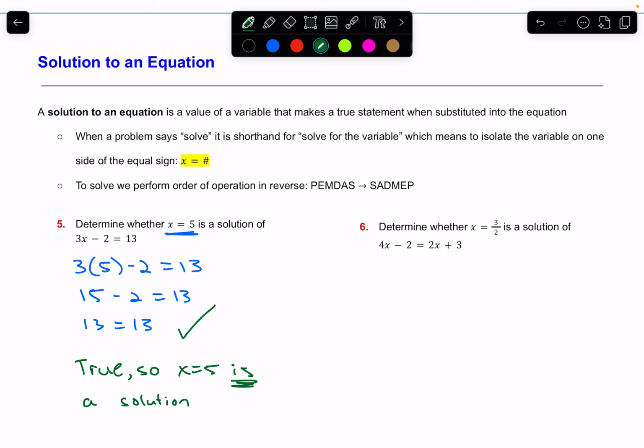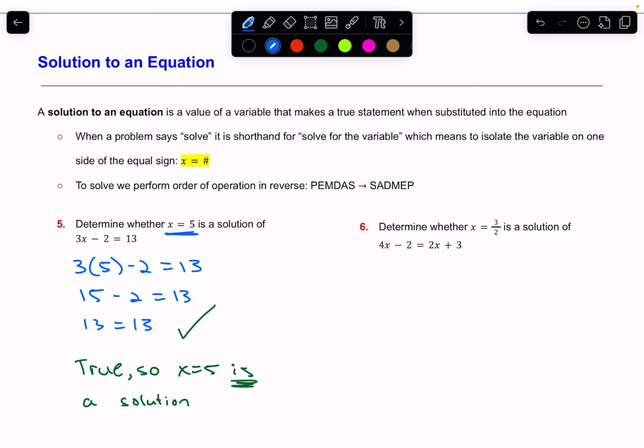Okay, what that means is that x equals 5 just made this equation true. This is how you check your work. When we solve all these equations, you will do this process we just did. You will plug your number in to make sure you got the answer correct. All right, let's try another one.